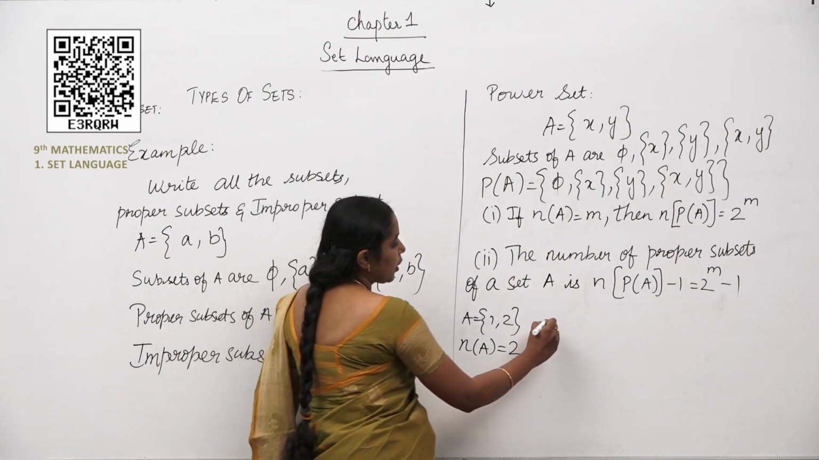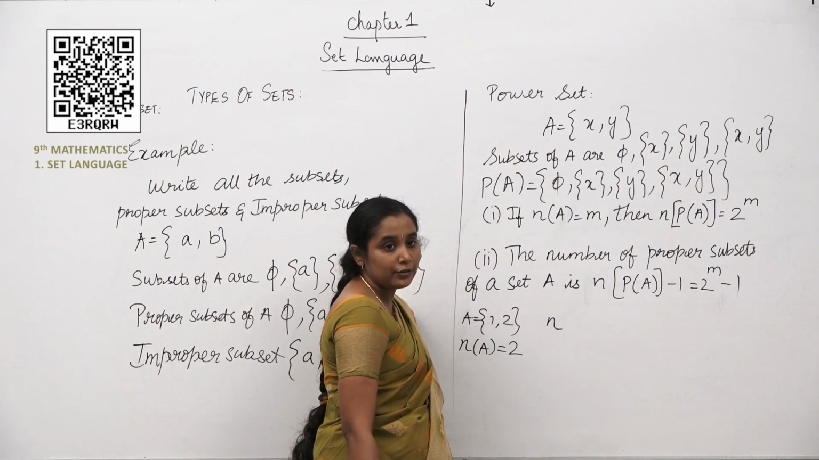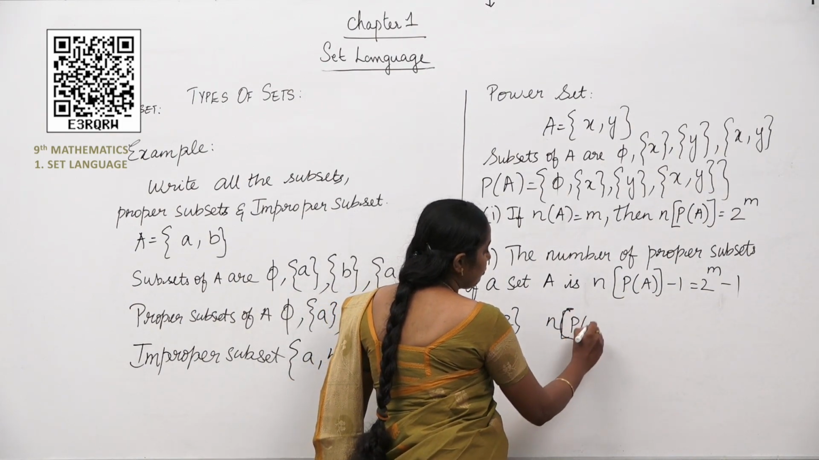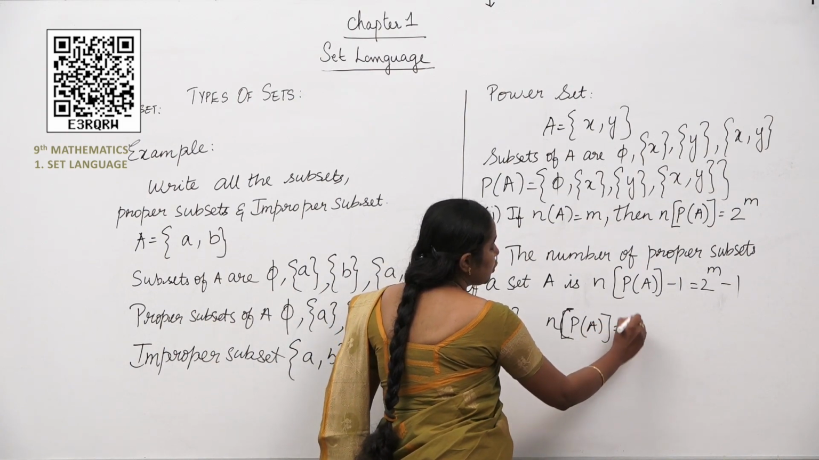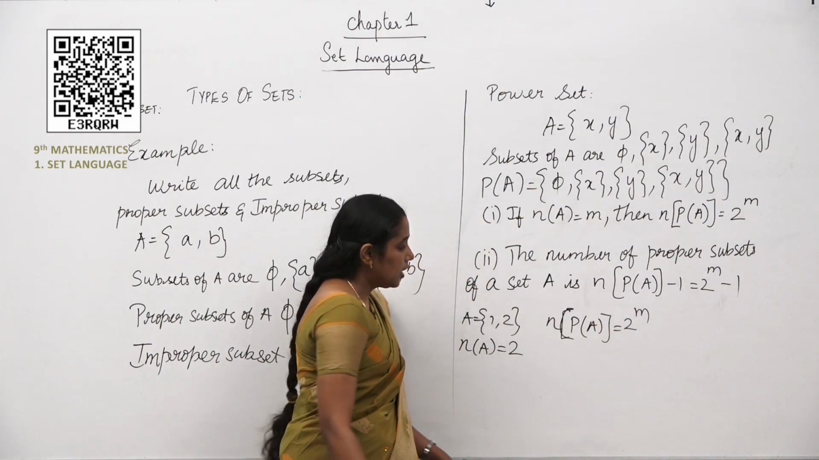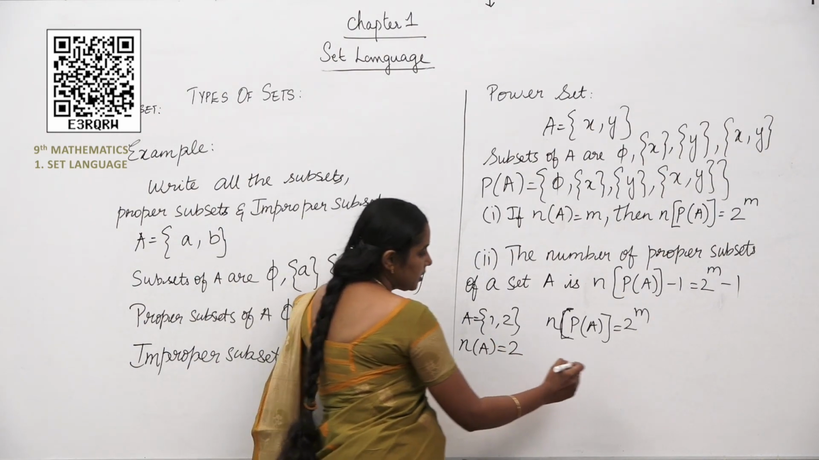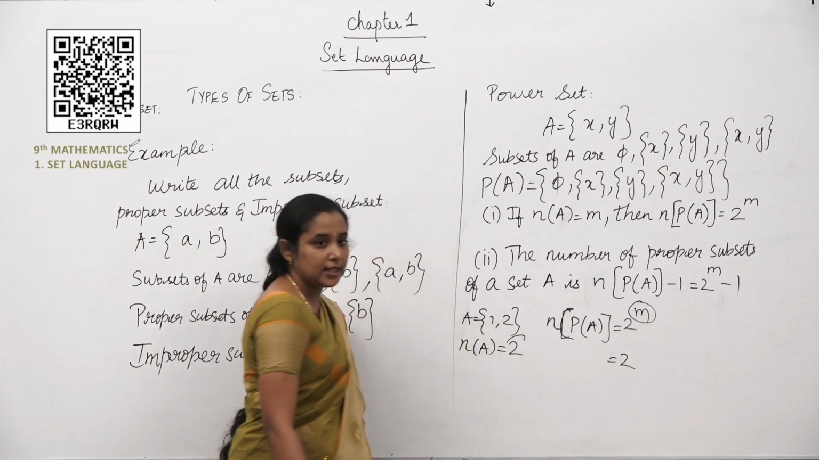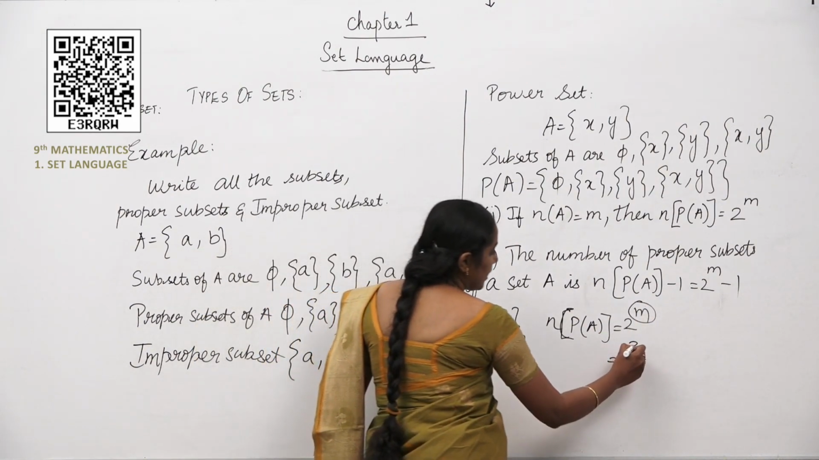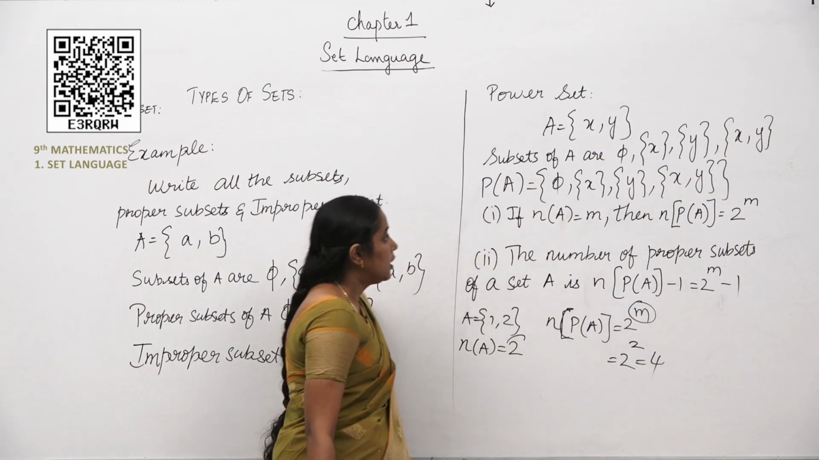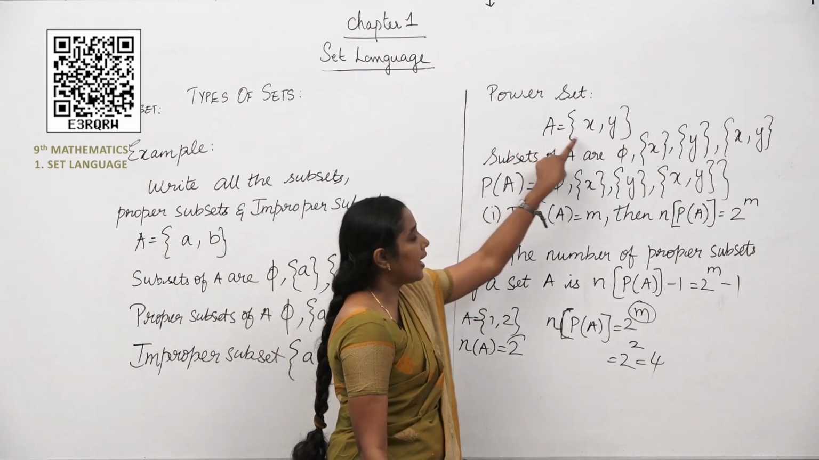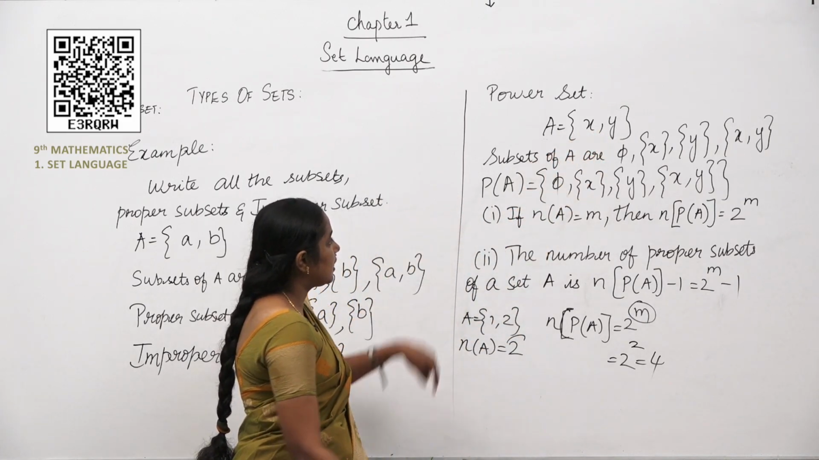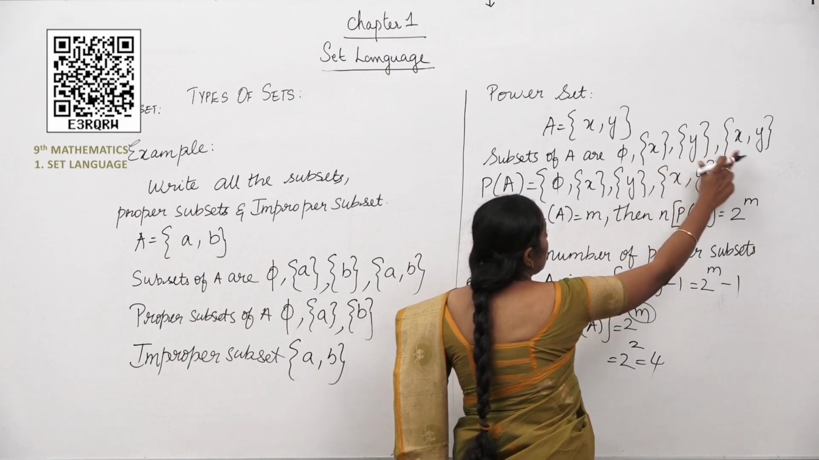Next, the number of subsets. How do you find it? n(P(A)) = 2^m, where m is the number of elements in set A. So 2 squared gives you 4. You can check it here itself: A has 2 elements, 1 and 2. How many subsets are there? You will get 1, 2, 3, 4.